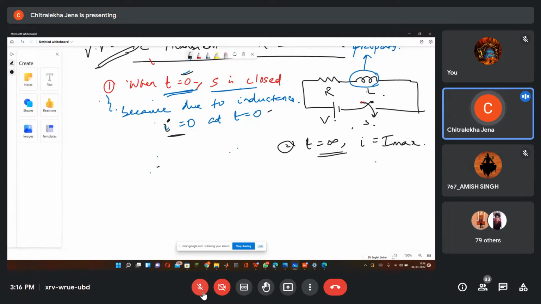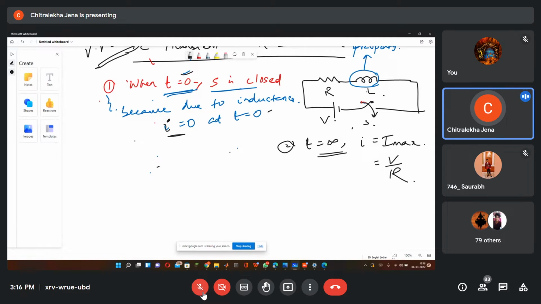So what is that maximum current? That will be equal to how much? Tell me. V by R. That will be equal to V by R. That is your maximum current, which will flow at t equal to infinite.